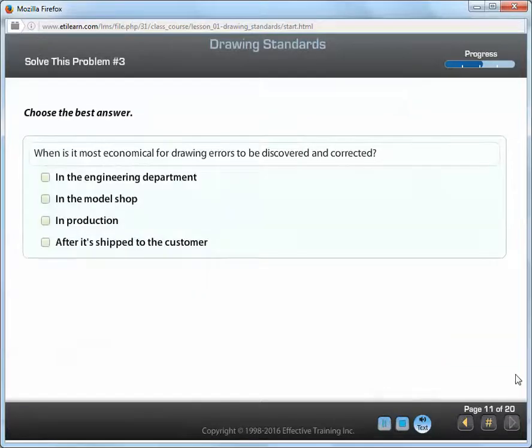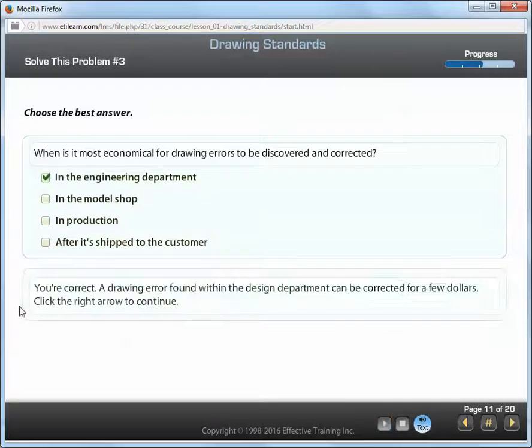When is it most economical for drawing errors to be discovered and corrected? You're correct. A drawing error found within the design department can be corrected for a few dollars. Click the right arrow to continue.